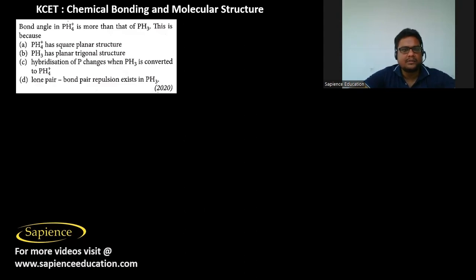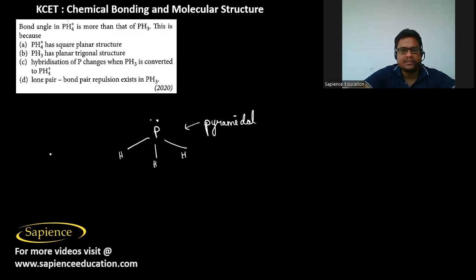Okay, so here it's told that the bond angle in PH4+ is more than that of PH3. For PH3, the structure is like this. Phosphorus has got one lone pair on it. So for PH3, the structure is triangular pyramidal.